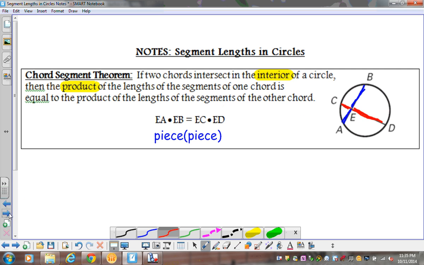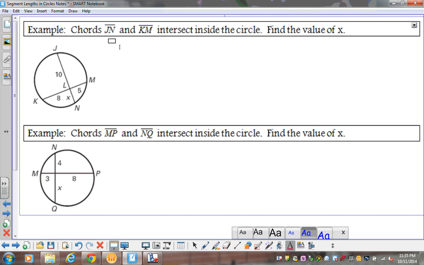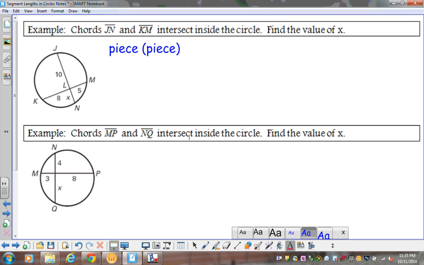So first example, I actually got two of them. We have chords JN and KM intersect inside the circle, find the value of X. So I've got two chords that intersect. If you remember, and I'm going to type this because it's easier for me to type and probably more legible, it's piece times piece for chords. That's key there. It's something we have to make sure we remember.